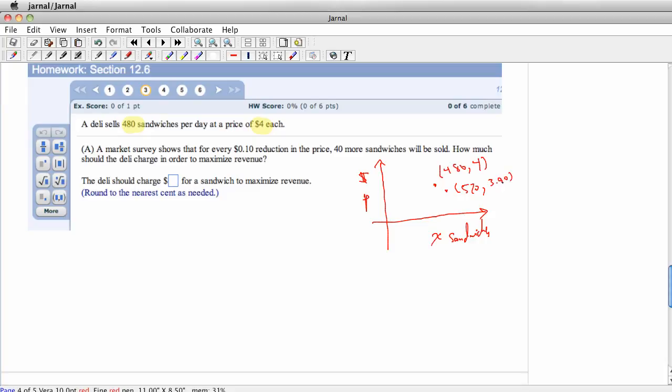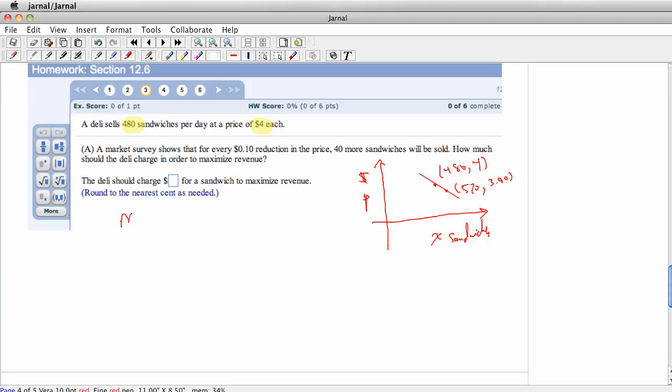That's $3.90. So if we keep following that pattern, that every 10-cent reduction is a 40 sandwich increase, then we'll have a straight line. So there's going to be a line that goes through these points, and so the price-demand equation is just going to be the equation of that line. How do I find that?